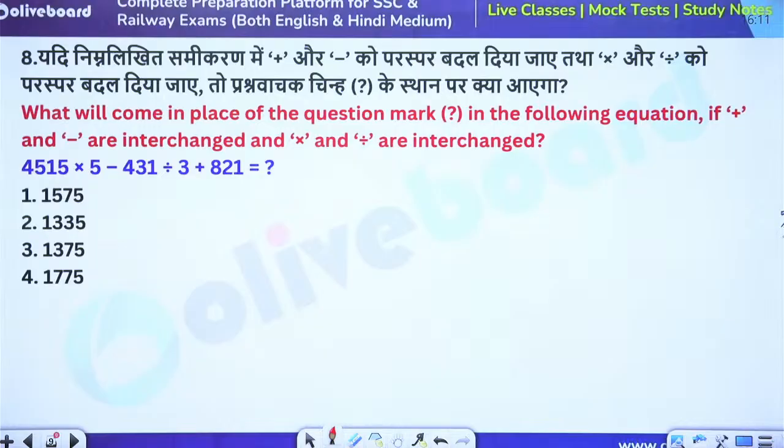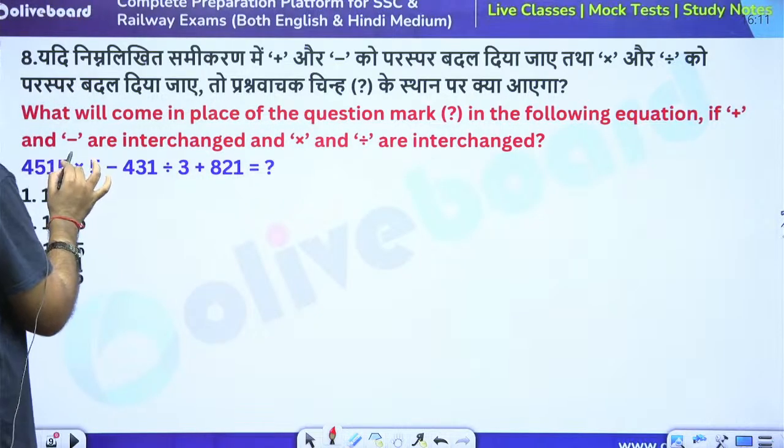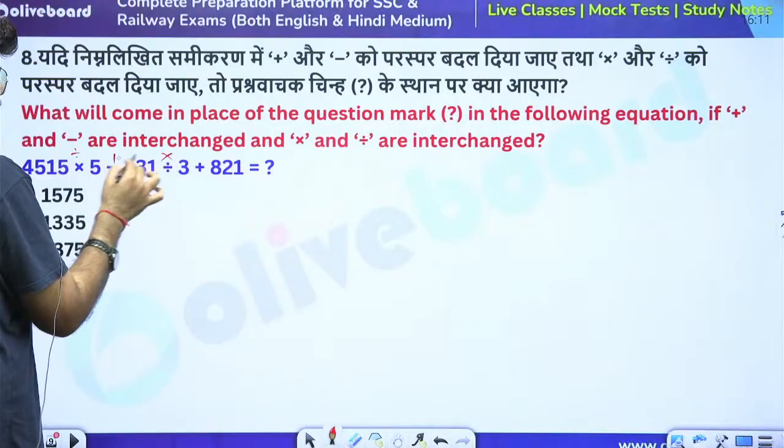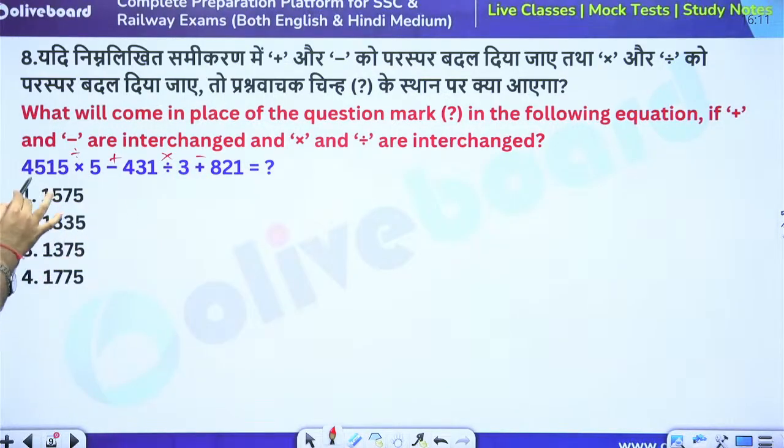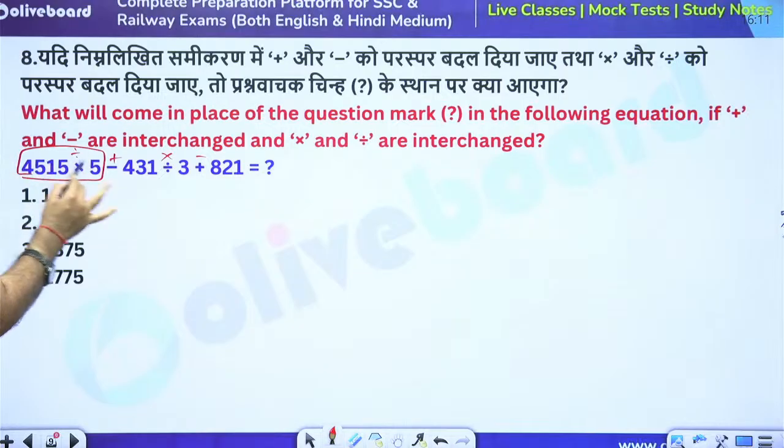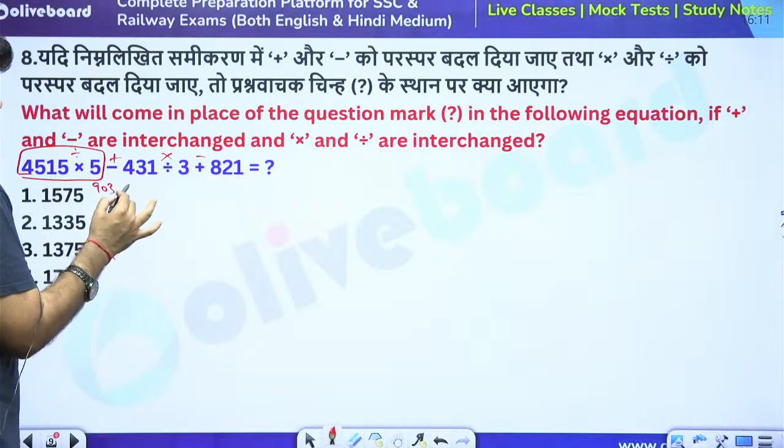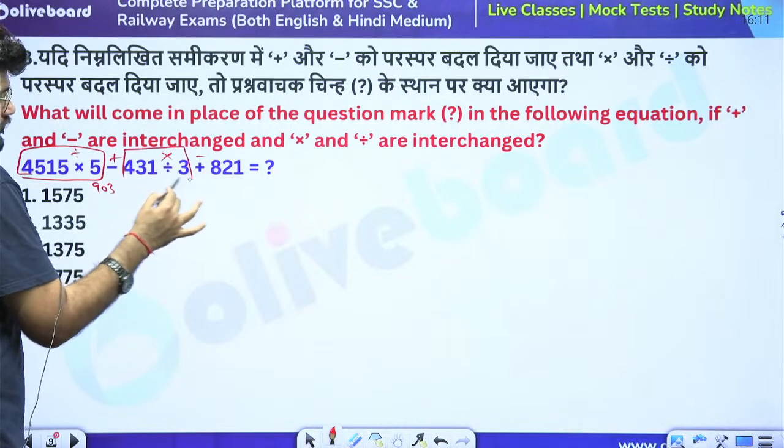So now we are exchanging what? Into and divide are interchanged. So this is divide, this is into, and plus and minus are also interchanged. You need to find the value here. So 4515 divided by 5. So it is 903, correct? This is 903, right? And 431 into 3. This is how much?